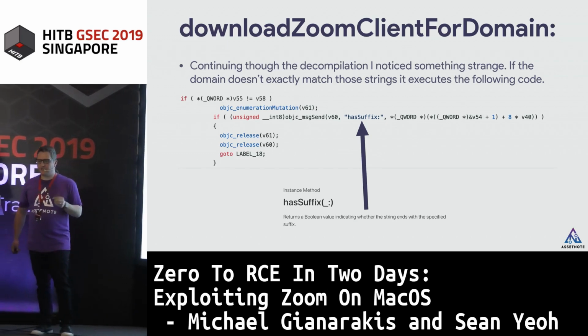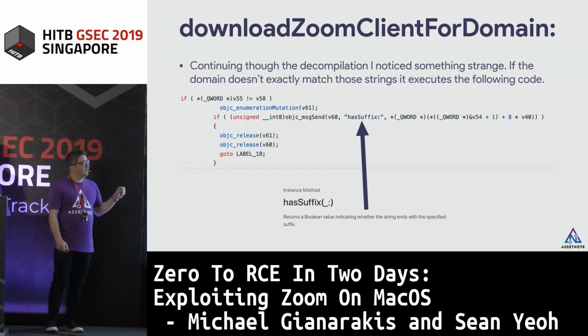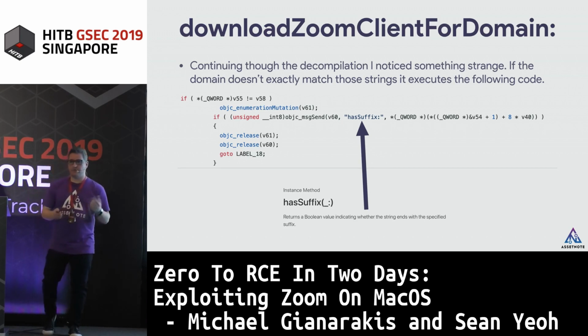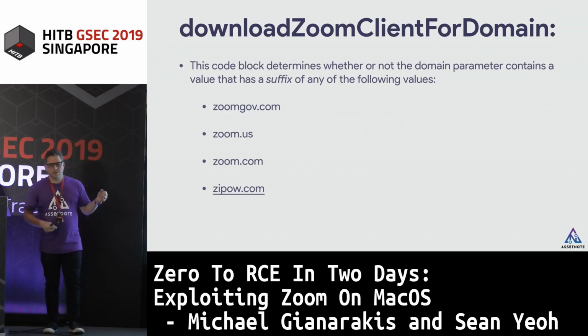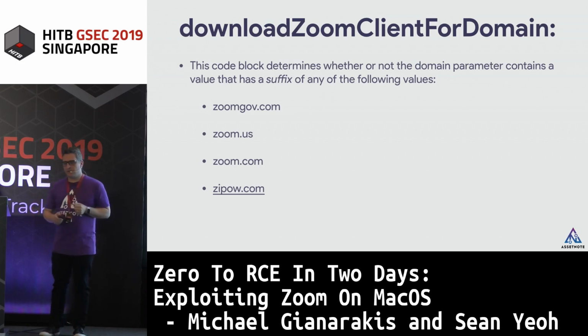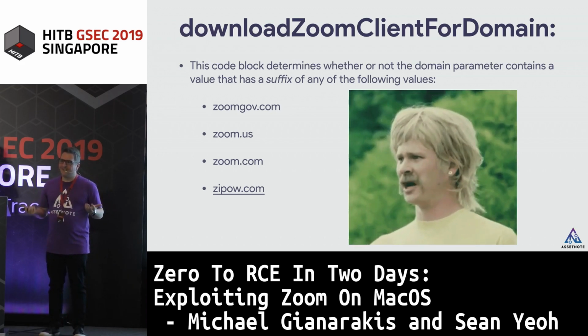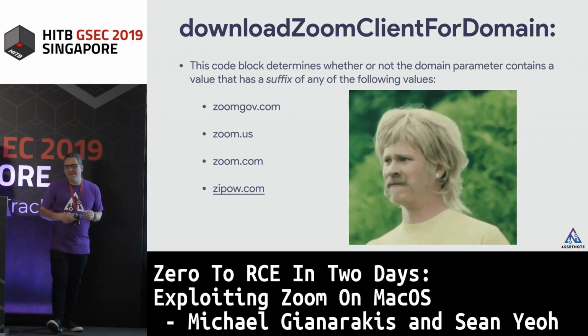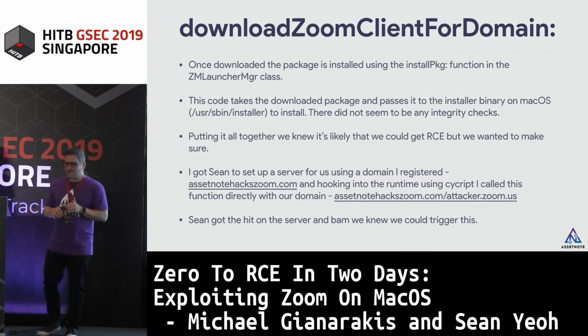So what this is actually doing is checking if the domain parameter ends with one of those four domains, right? So Zoom, Gov, whatever. If it's on the end of this string, then it returns true. So that was pretty big, right? And that was the core logic flaw.